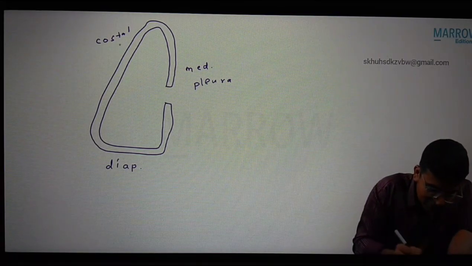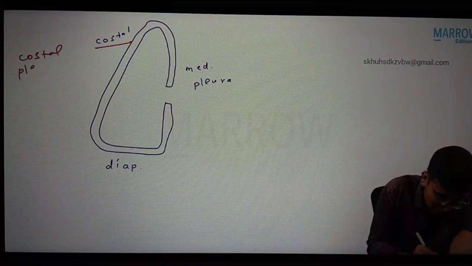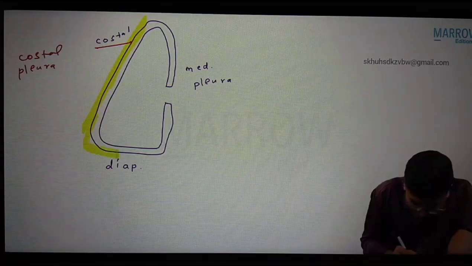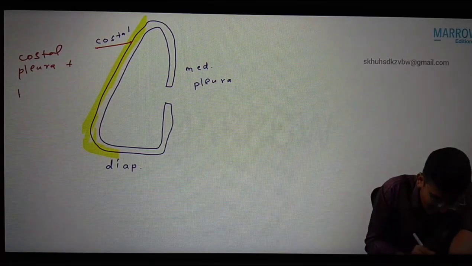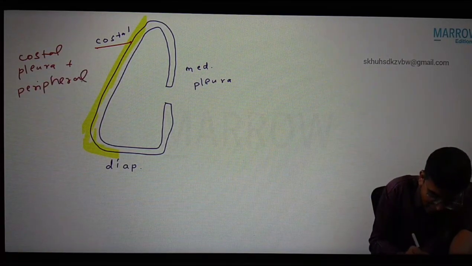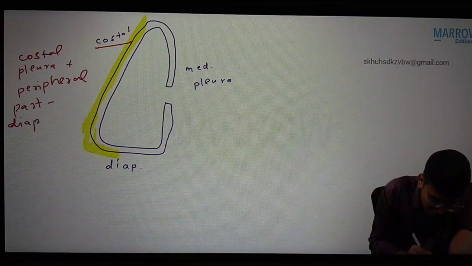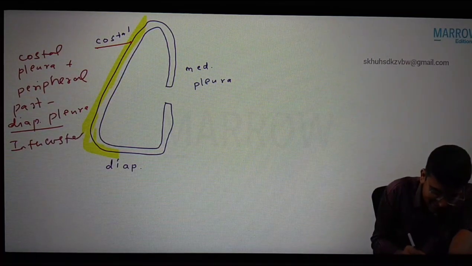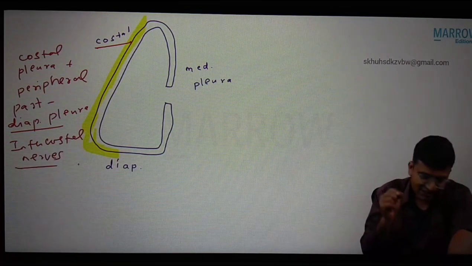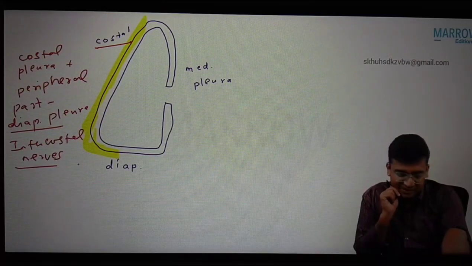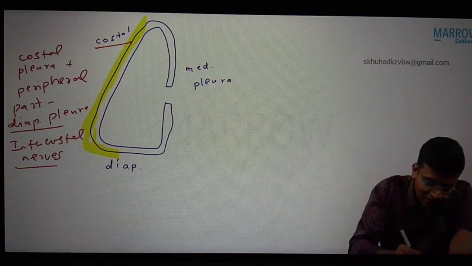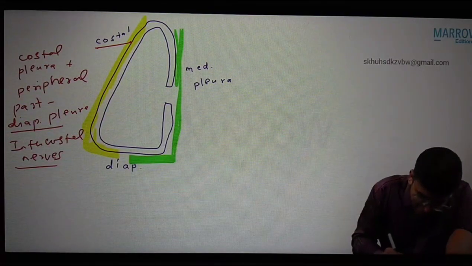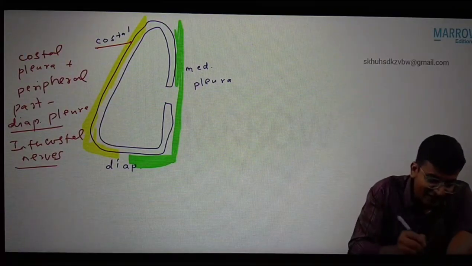Okay. So now this costal pleura and the peripheral part of the diaphragmatic pleura are supplied by intercostal nerves. Intercostal nerves supply the costal pleura and the peripheral part of the diaphragmatic pleura. Now, the mediastinal pleura and the central part of the diaphragmatic pleura are supplied by the phrenic nerve.